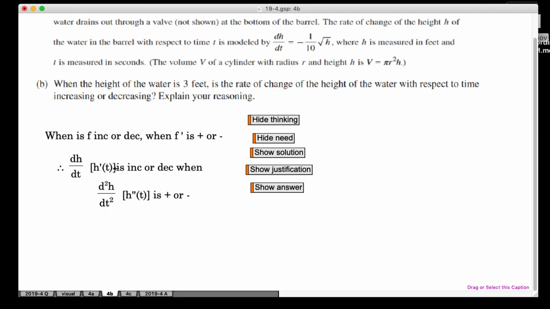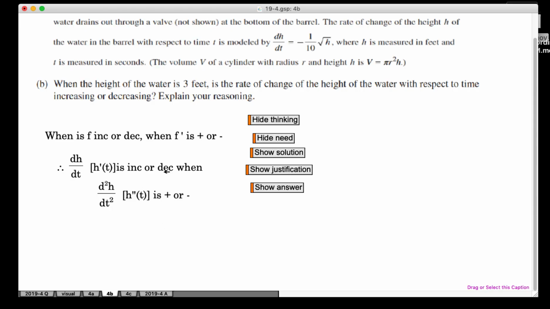So if I want to know when dh/dt, which is the same as h prime, is increasing or decreasing, I need to know when the slope of this, or the derivative, which is the second derivative, d squared h/dt squared, or h double prime, is positive or negative. So that's my thought process.